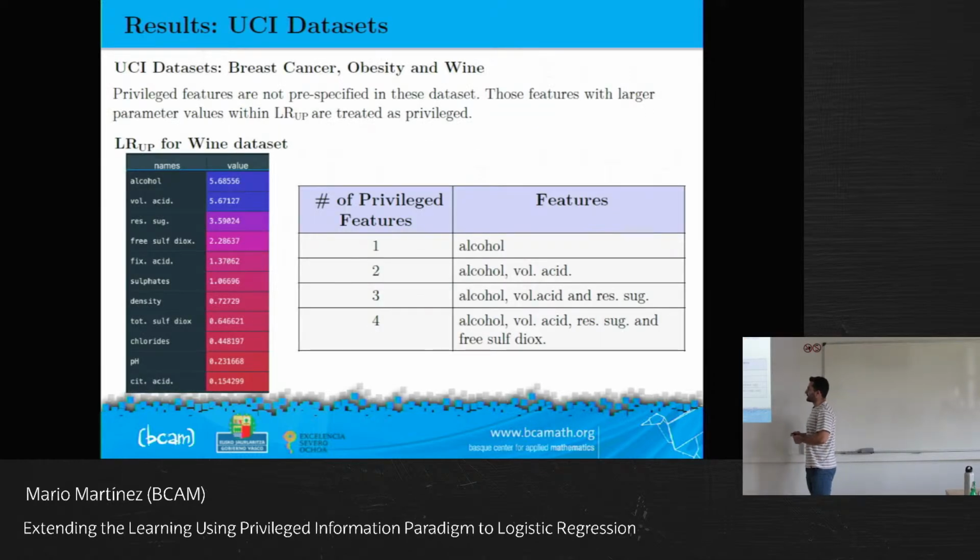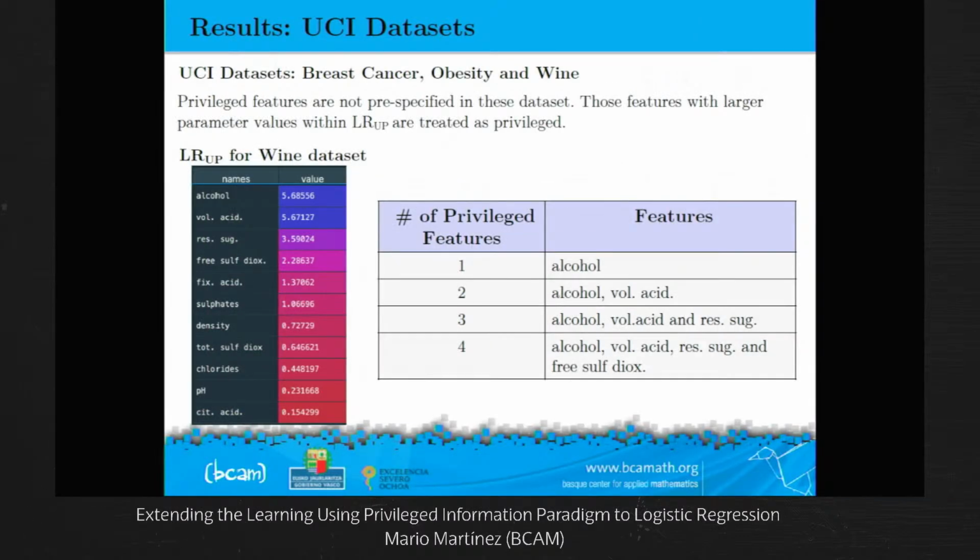And despite the fact that privileged information can appear in different scenarios, there are not a lot of benchmark datasets that directly point out these privileged features. So for that reason, we use these UCI datasets: breast cancer, obesity, and wine. But here we have a problem, because the privileged features are not pre-specified in these datasets. So we need to specify these privileged features in order to implement our model on these datasets. Those features with large parameter values within LRUP are treated as privileged.